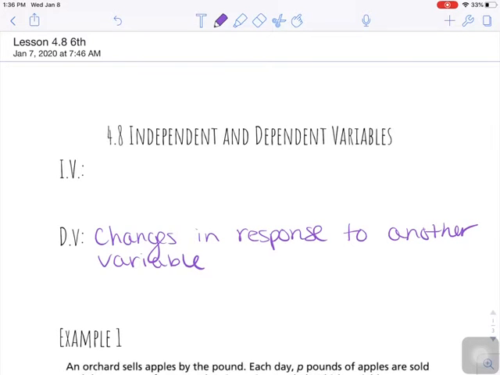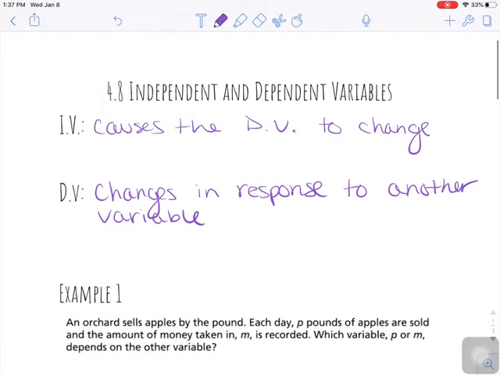And the independent variable, this is the variable that causes the dependent variable to change. So if you want to go ahead and write these down in your notes, just so that you can flip back and give yourself a quick reminder if you needed to. So independent causes something to change. It influences the change. And dependent, it depends on what the independent variable is because that causes it to change.